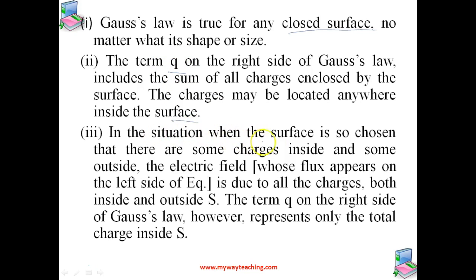In the situation when the surface is so chosen that there are some charges inside and some outside, then the electric field is due to all charges both inside and outside of that surface S. And the term Q on the right side of Gauss law represents only the charge inside. It does not represent charge which is residing outside that surface.